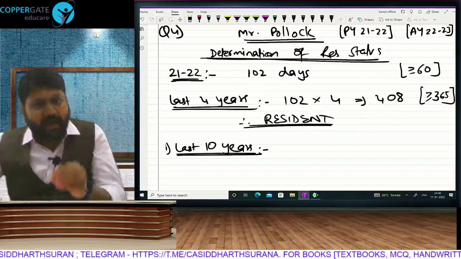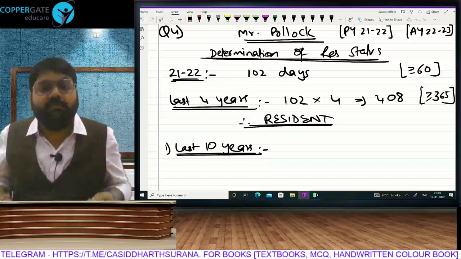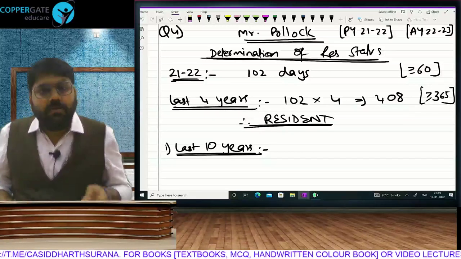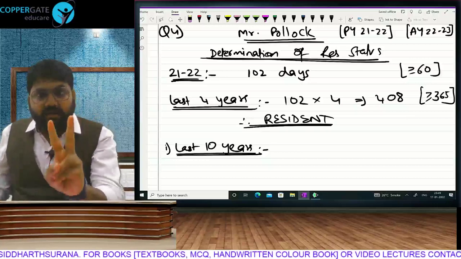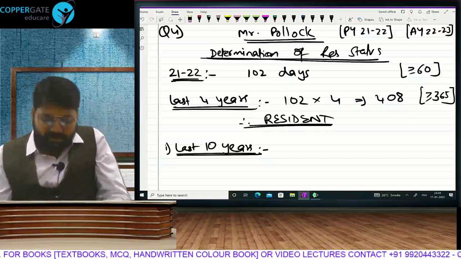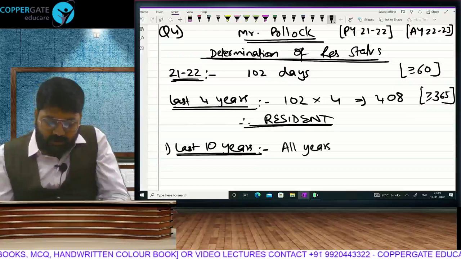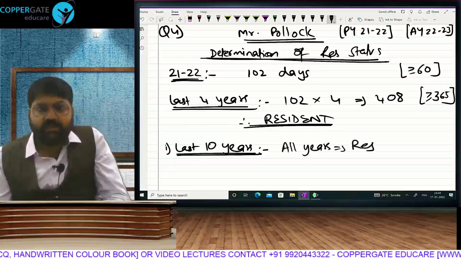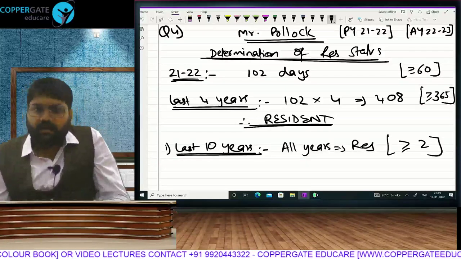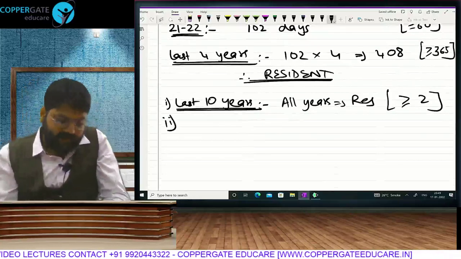Just tell me whether you agree and understand that he is a resident in all the 10 years. Forget about it. Our requirement is only 2 years. And he is a resident in all the 10 years. That means, can I say, in all years he is a resident, which is greater than or equal to 2, so is this condition fulfilled? Tell me what is the second condition.